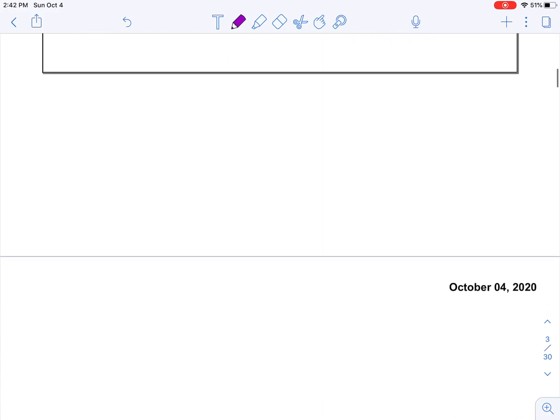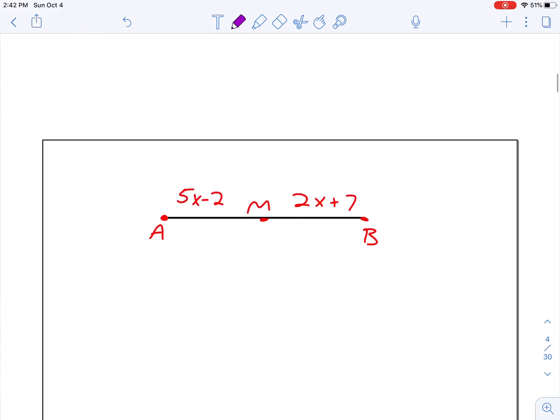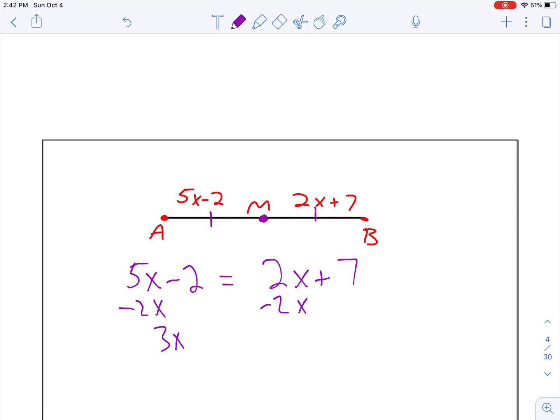Now, numbers 3 and 4 both deal with the same diagram. They say M is the midpoint of AB, and then find AB. Well, if M is the midpoint of AB, that means the left-hand piece and the right-hand piece have to be equal to each other. In other words, 5x minus 2 must equal 2x plus 7. So there's our equation to solve. We subtract 2x from both sides. So 3x minus 2 equals 7. Then we're going to add 2 to each side so that 3x equals 9.